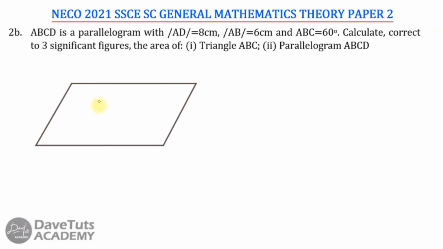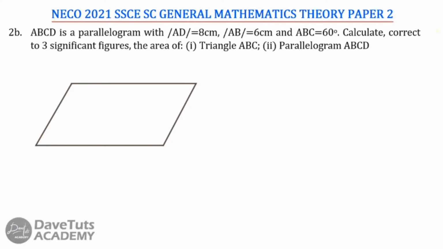If I look at the information that we're given, AD is 8 centimeters, so that should be either here or here, because that's the longer side, okay? Then AB is 6 centimeters, that should be here or here. But looking at this angle, I think this will be the determining factor. That angle ABC is 60 degrees, so that is acute. It is less than 90. So the two angles that are less than 90 are either here or here.